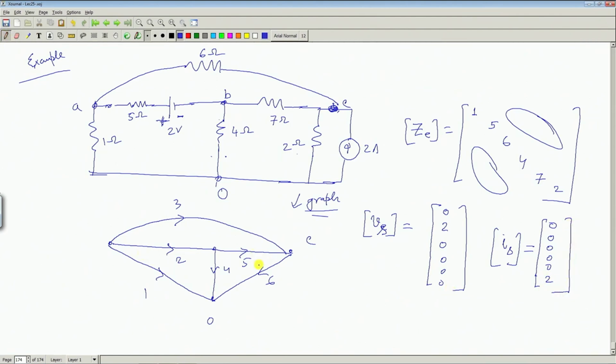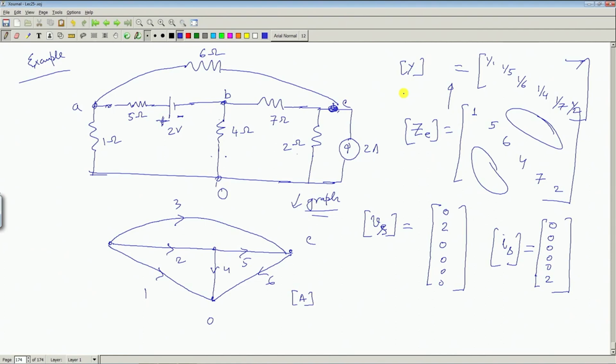And then the A matrix, if you remember, for this particular problem the way the directed graph has been drawn. In the meantime, this is Z. What will be the admittance matrix? It will be just the reciprocal of these numbers, 1 by Z, that is it will be 1 by 1, this will be 1 by 5, this will be 1 by 6, 1 by 4, this is 1 by 7 and this is 1 by 2. This will be your admittance matrix.